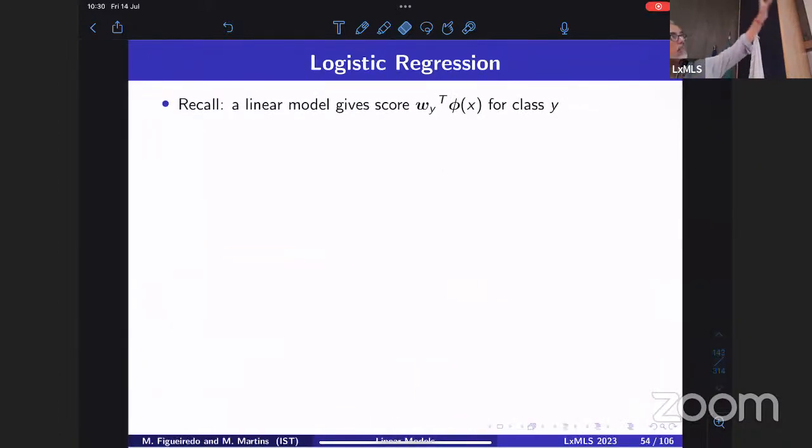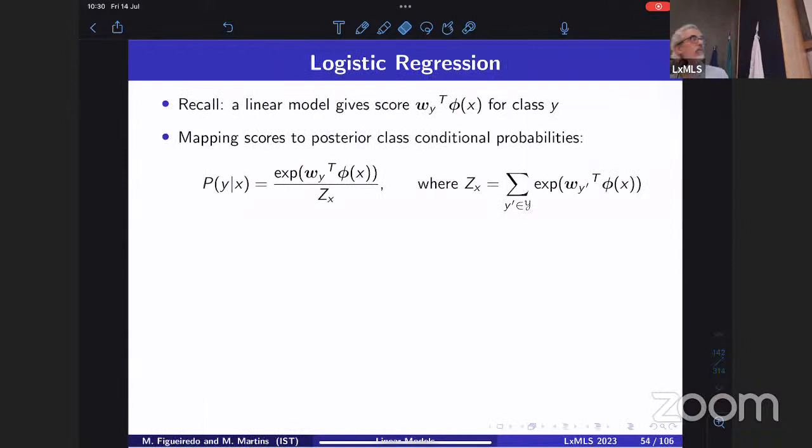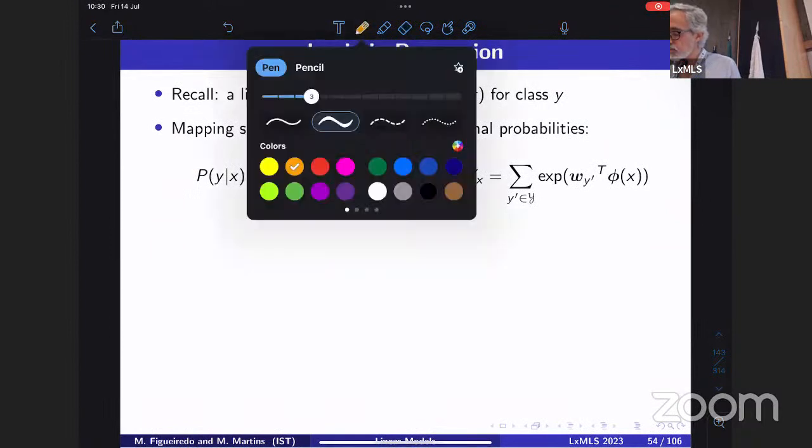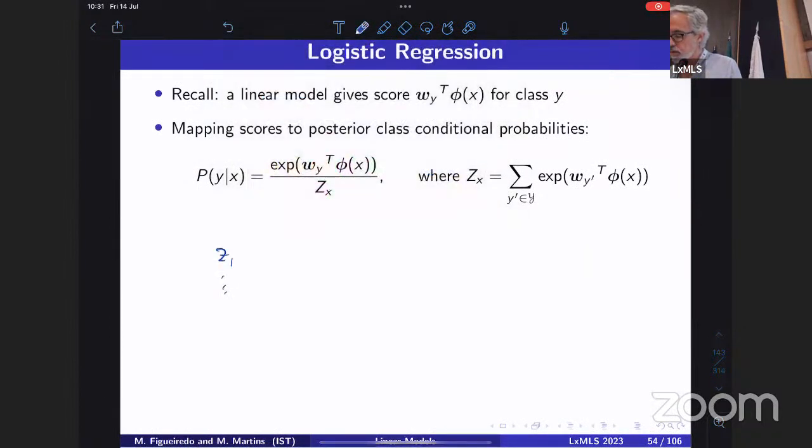This is the score, I'm omitting b, b is inside, so phi has a one, and W has a W zero that contains all, so forget about the offset, okay? So the classical way to do this is the following way. To obtain the probabilities, you take the scores, you exponentiate them. So you have Z1 to ZK. First thing you do is you exponentiate them. Exp of Z1, exp of ZK.